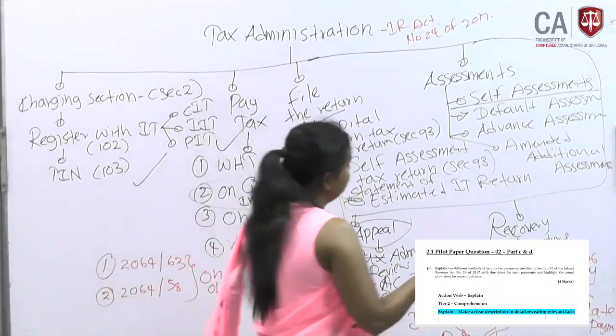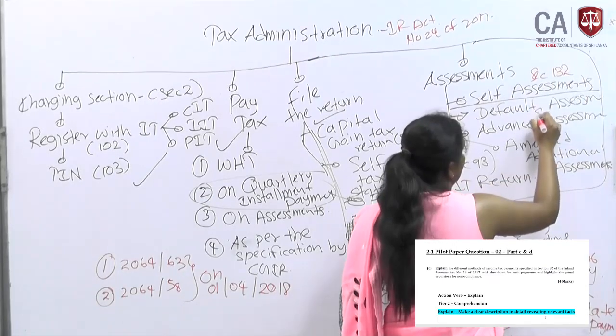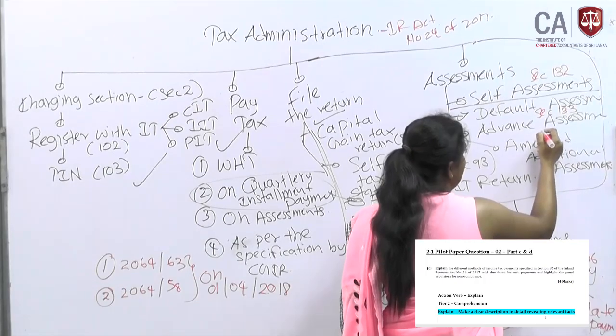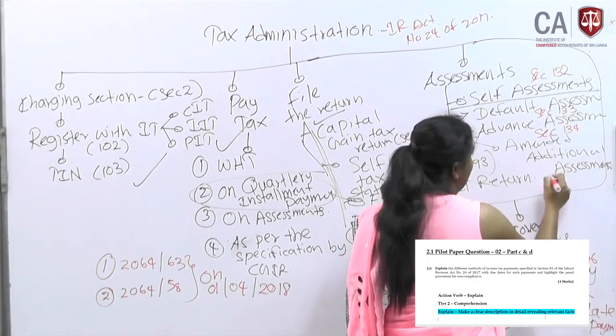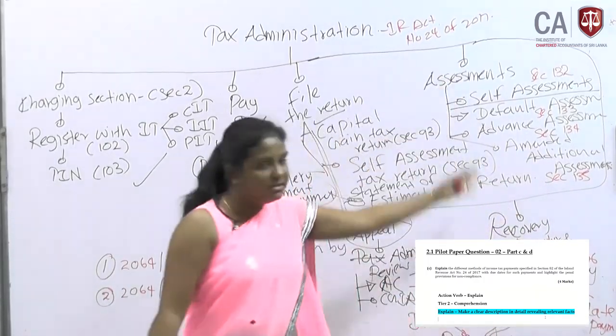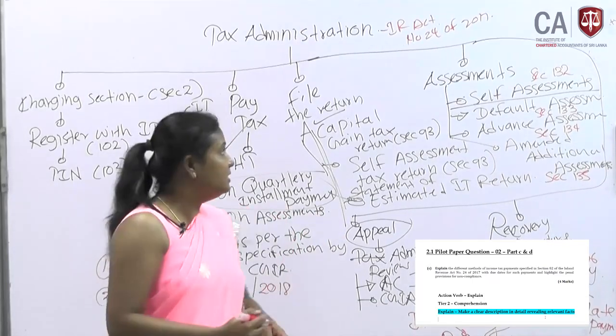Now, for the self-assessment, which is in section 132, default assessment section 133, the advanced and amended advanced assessment section 134, amended or additional assessment section 135. These are the relevant sections for the assessments.